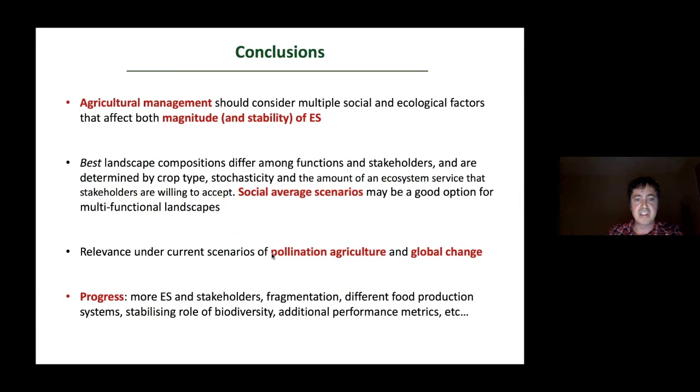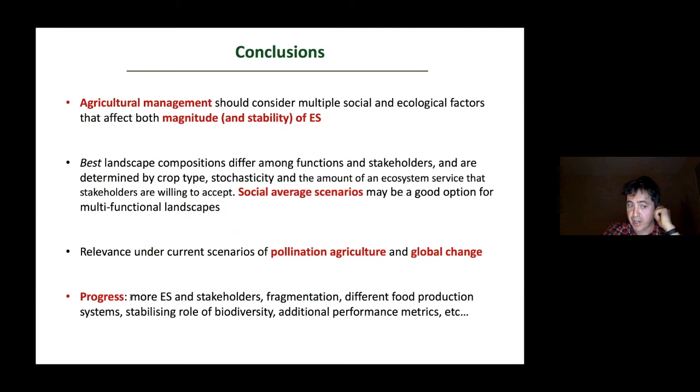These results are relevant under the current scenario of pollination agriculture. As you may know, pollination agriculture worldwide is shifting towards more pollinator-dependent crops, and in the global change scenario where the frequency of extreme climatic events is increasing. So just finally, and I end with this, this is a simple model.